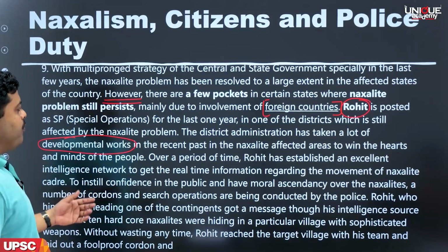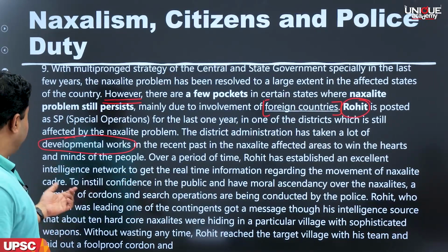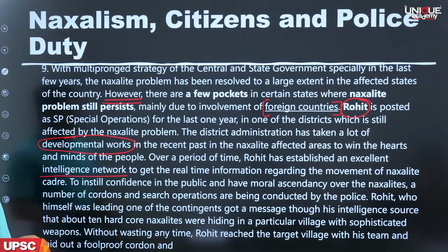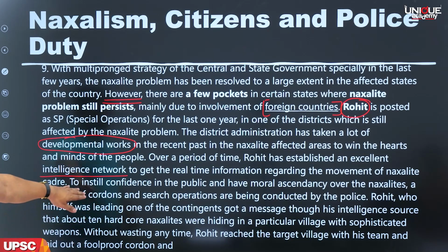Over a period of time, Rohit has established an excellent intelligence network. So this has also happened. To get the real-time information regarding the movement of Naxalite cadre. To instill confidence in the public and have moral ascendancy over the Naxalites, a number of cordons and search operations are being conducted by the police. So this is also happening.